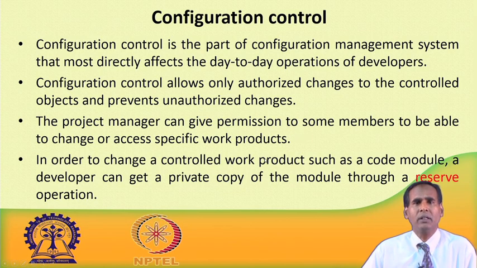In order to change a controlled work product such as code, a developer has to get a private copy of the module through an operation called a reserve operation. He cannot just make the change on the master copy. He has to first request, reserve a private copy, and once his request is approved, he will be given a private copy where he will make the changes. Then that copy will be tested. If everything is successful, and the project committee or the project manager approves the changes, then only the master copy will be replaced by this developed private copy. This is how the configuration control process works.